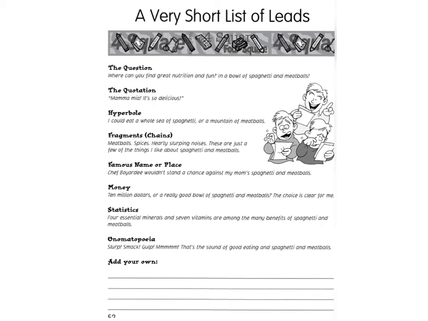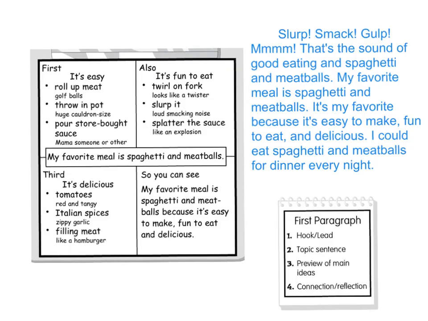All right. Okay, well, we're back after some technical difficulties. Hopefully it wasn't too obvious for you. But we want to talk about taking the introduction with our spaghetti and meatballs and moving forward. So the first thing we did was pick a hook. That's number 1 there at the bottom. And we chose onomatopoeia because it fits with the tone of our essay. It's more of a lighthearted tone, so onomatopoeia is a great way to add some fun to it. So we've got slurp, smack, gulp. That's the sound of good eating and spaghetti and meatballs.